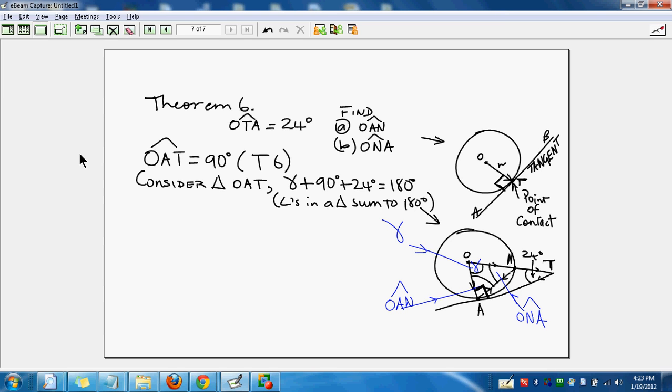And therefore, we could find what angle alpha is by subtracting 90 and subtracting 24 from 180. All we did is make alpha the subject of the formula by subtracting 90 and subtracting 24 from the left hand side, so we have to do it on the right hand side. So alpha is equal to 180 minus 90 minus 24, which works out to be 66 degrees. So this angle here is equal to 66 degrees.